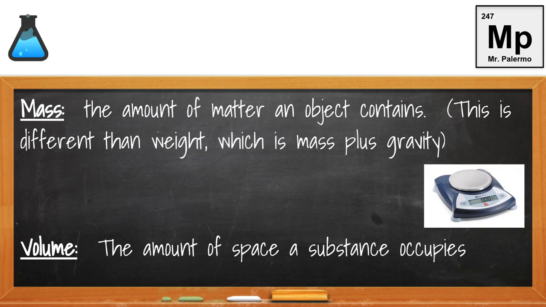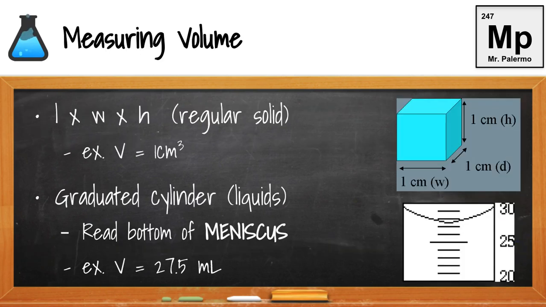Recall that mass is the amount of matter an object contains, and this is very different from weight, which is mass plus gravity. And we use the electronic balance in class to measure mass of an object. The volume is the amount of space that a substance occupies or takes up. So how do we measure volume? Well, it depends on what the substance is.